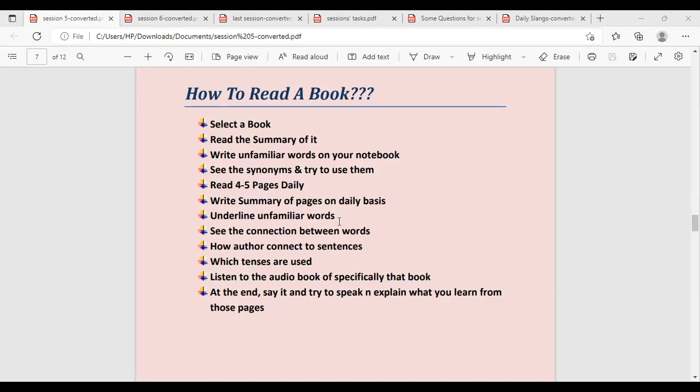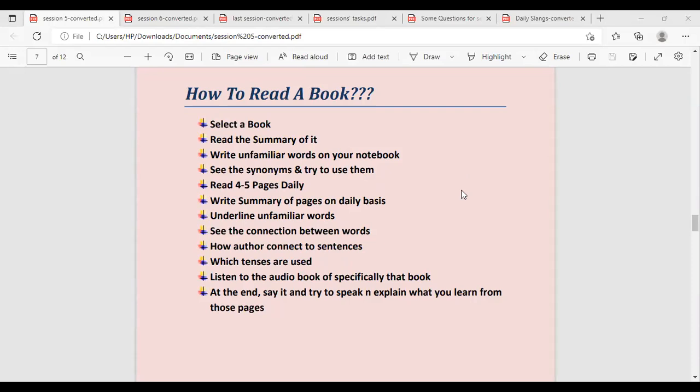Next one, underline unfamiliar words. Again, same thing. See the connection between the words. It means sometimes it is difficult for you to connect one sentence with another sentence. So when you read a book, it will help you a lot to see how the author is connecting 2 words, 2 sentences or 2 phrases by using conjunctions and prepositions. How does the author connect 2 sentences, which tenses are used? You will notice that authors in books use the perfect series most of the time: had, has, or have. You will not find is, am, are, was, were most of the time. You will find the perfect series. So you have to notice which tense the author is using. Next one, listen to the audiobook of specifically that book.